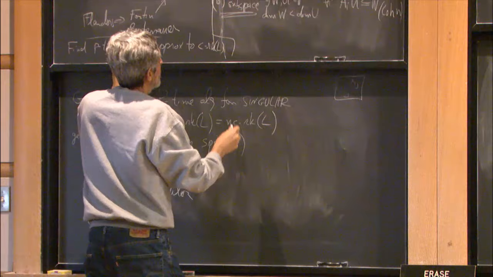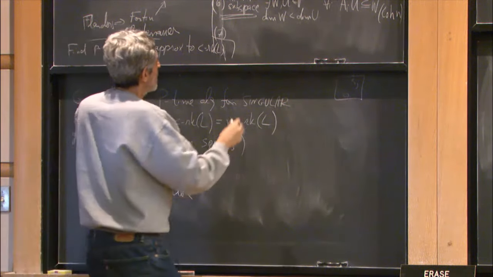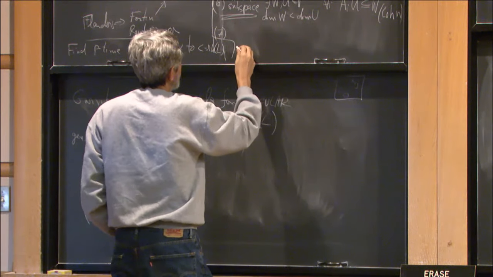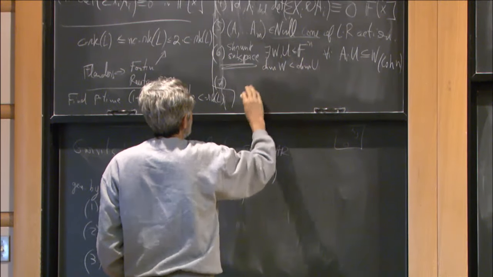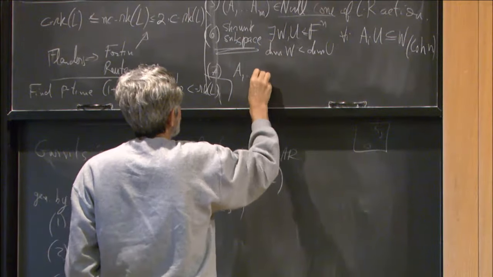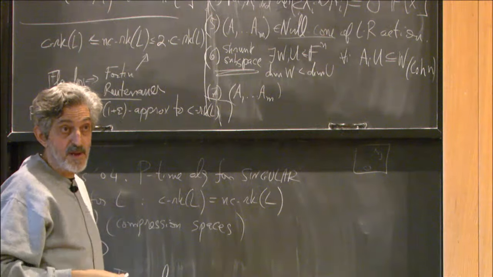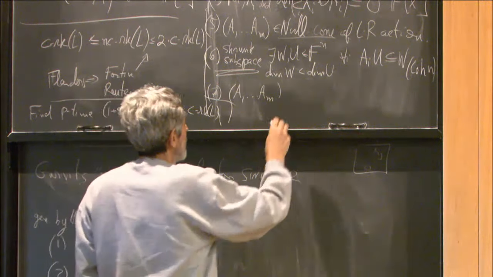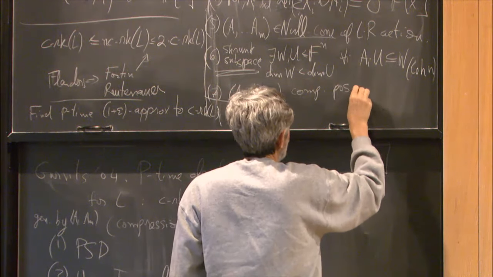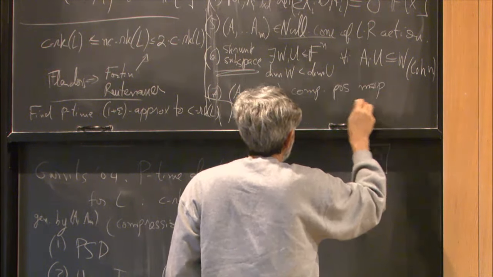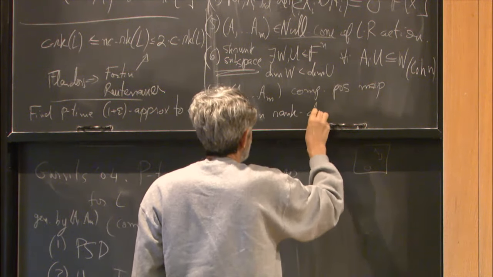shrunk subspace, and another characterization which he adds to it, that a space is singular if and only if, so this is in the non-commutative setting in general, you have this condition if and only if A1 up to AM viewed as a completely positive map. So this completely positive map, which I'll define, is rank decreasing.